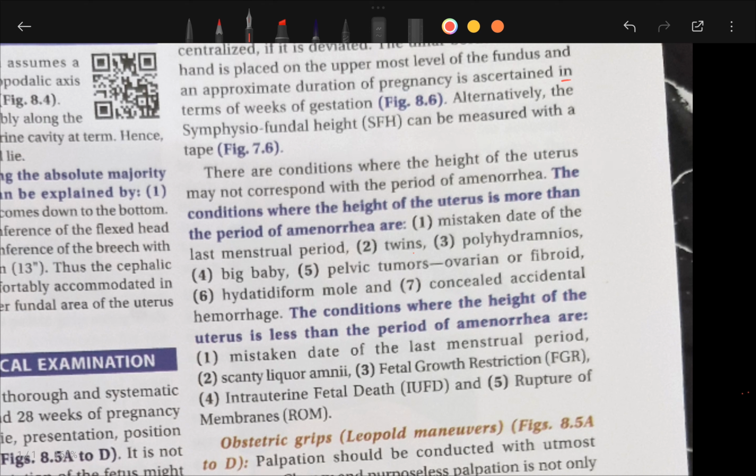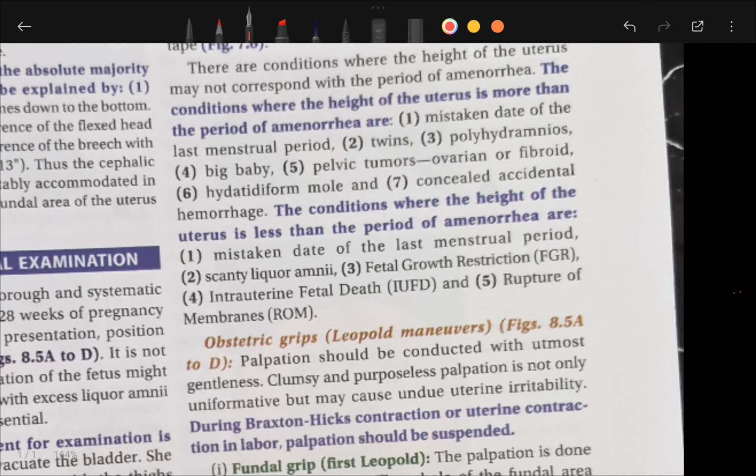Next, the other condition is where the fundal height is less than the period of amenorrhea: a small baby, oligohydramnios, all those will come. Mistaken dates of last menstrual period, again, here the period of amenorrhea is more, so they are considering the LMP earlier than the usual. So this is one mistake, mistaken dates of LMP. Or oligohydramnios, or fetal growth retardation will be there.